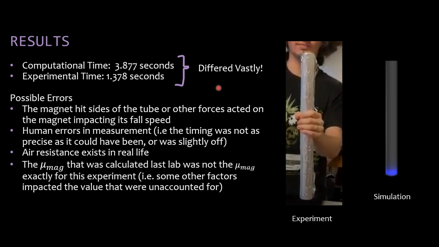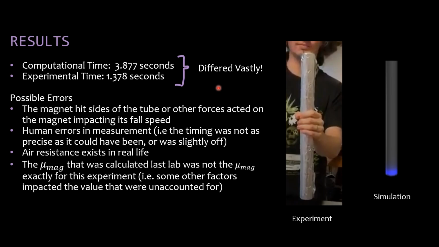Some of the possible errors for this could have been that the magnet hit the side of the tube, or other forces acted on the magnet, impacting its fall speed. There also could have been human errors in the measurement, i.e. the timing was off and not as precise as it could have been, or it was slightly off in my exact timing of when I said the magnet dropped. And then air resistance exists in real life, which I did not take into account in the simulation.